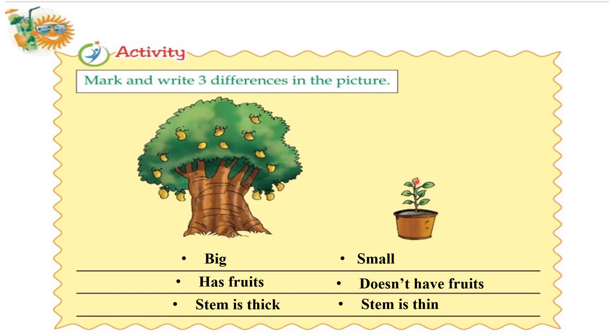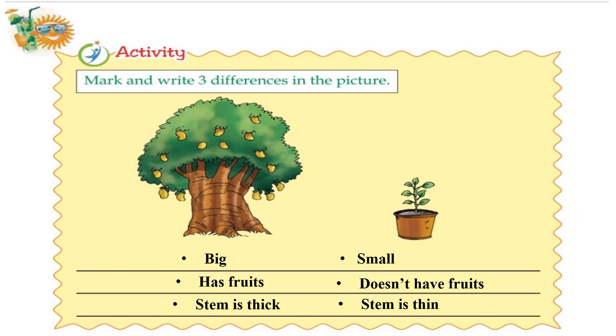Can you see the stem is thin? Yes. So are you able to find the differences between these two pictures? A tree and a plant. A tree is big and the plant is small. Tree has fruits and plant doesn't have fruits. The stem of a tree is thick and the stem of a plant is thin.